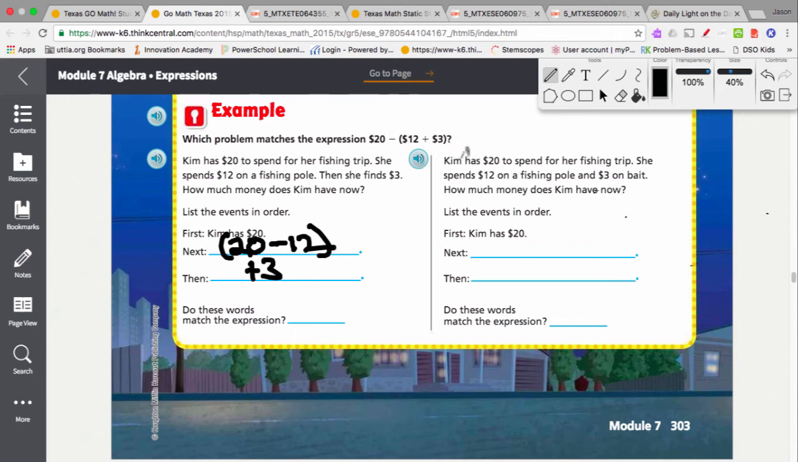Look at this one over here. Kim has $20 to spend on her fishing trip. She spends $12 on a fishing pole and $3 on bait. How much does Kim have now? So now we spend 12 plus 3. That's the total that we spent. And we can subtract that from 20.